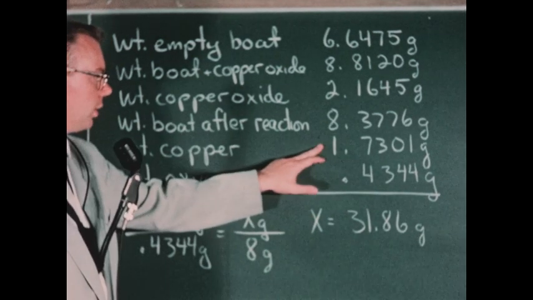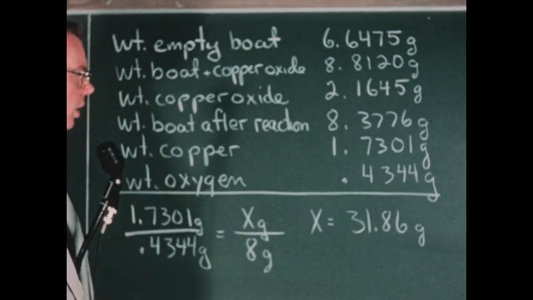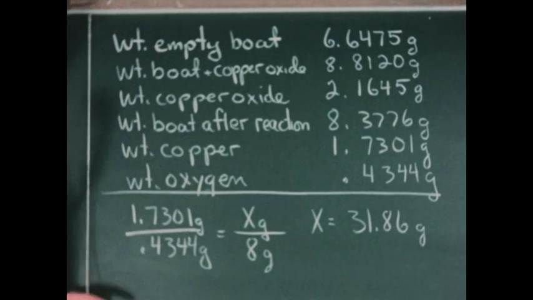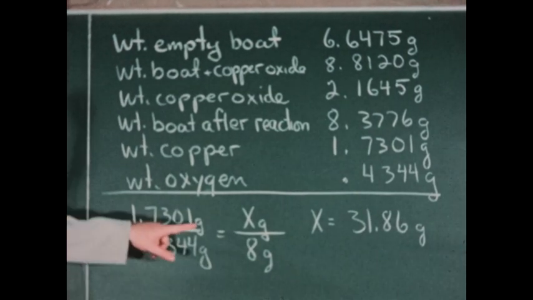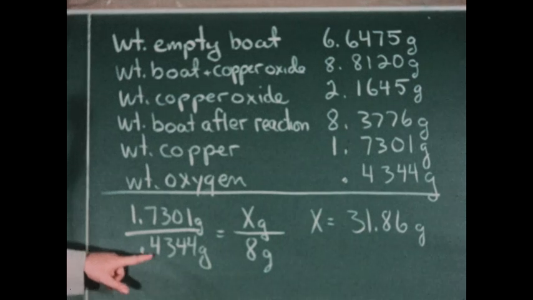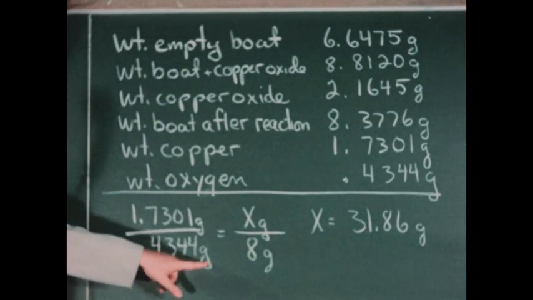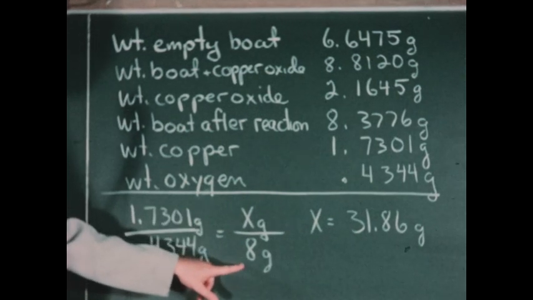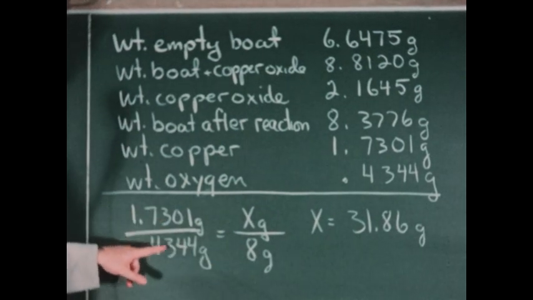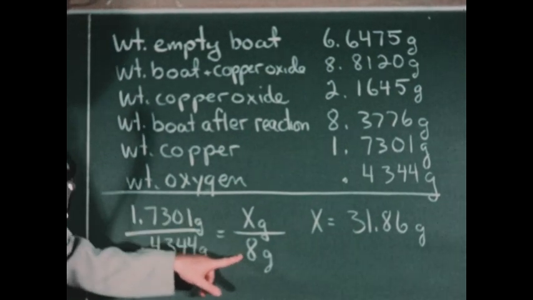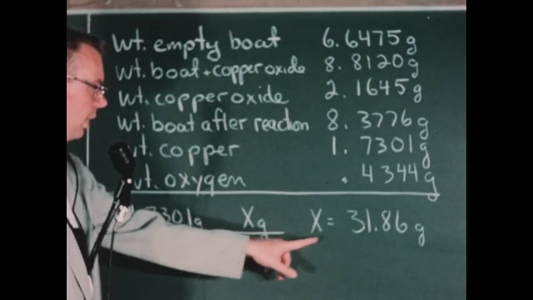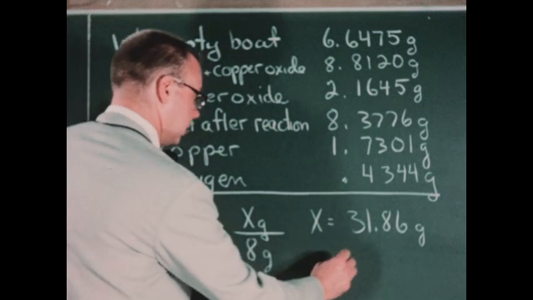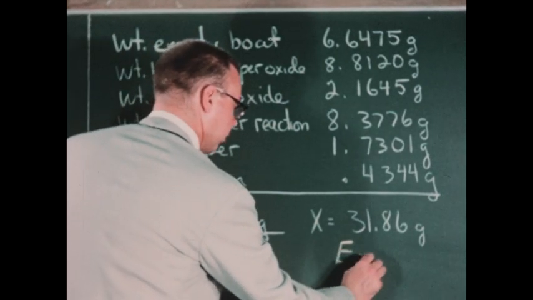Now using these two figures, the weight of the copper and the weight of the oxygen, we may calculate a rather accurate equivalent weight for copper, because we know that 1.7301 grams of copper was combined with 0.4344 grams of oxygen. And the equivalent weight is defined as the number of grams of copper combined with 8 grams of oxygen. So by using a rather simple proportion there, we calculate the equivalent weight of copper and find it to be 31.86 grams. This then is the value for the equivalent weight.